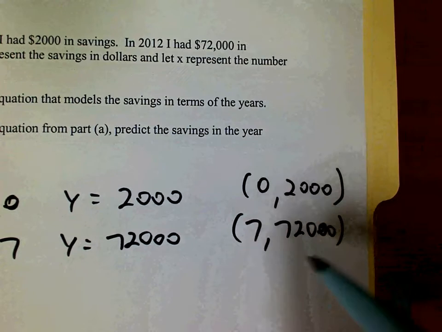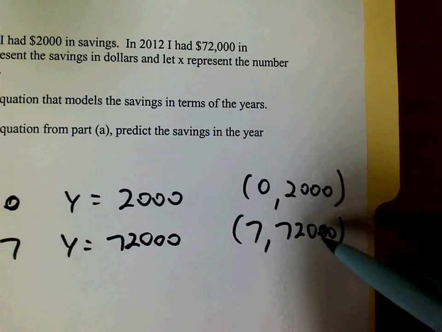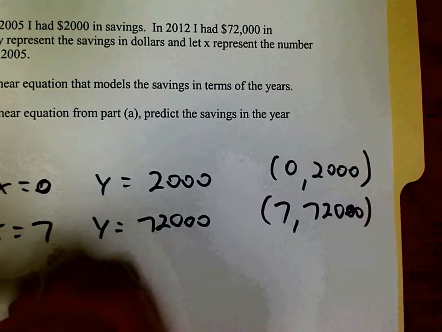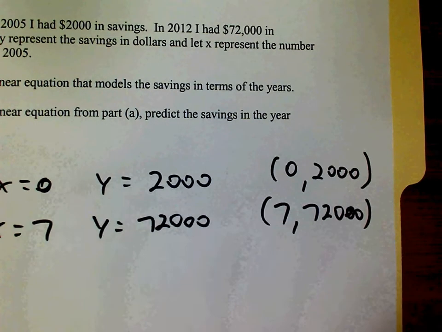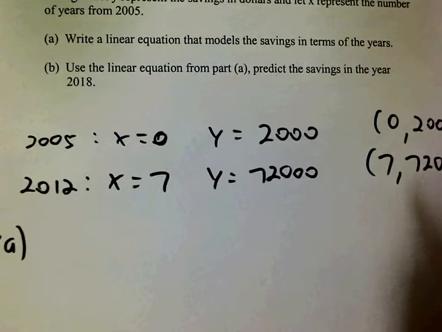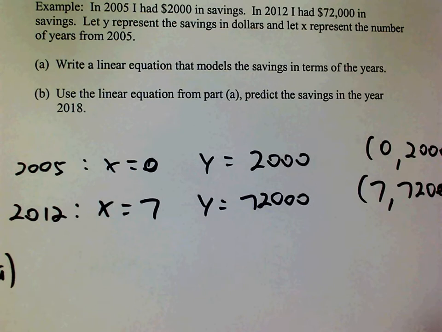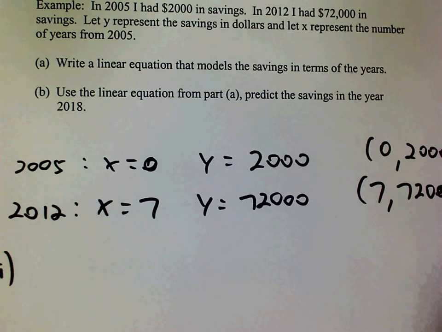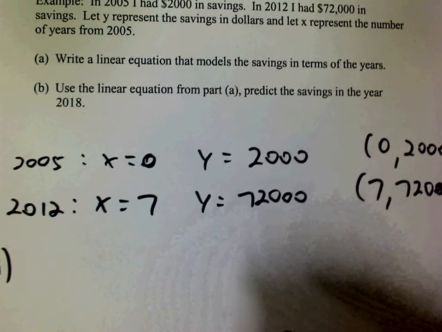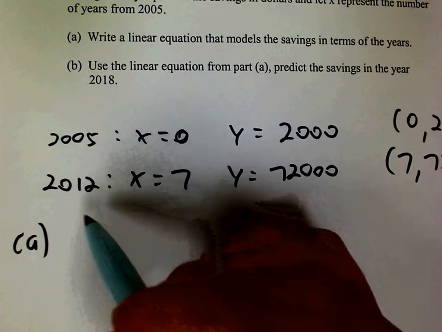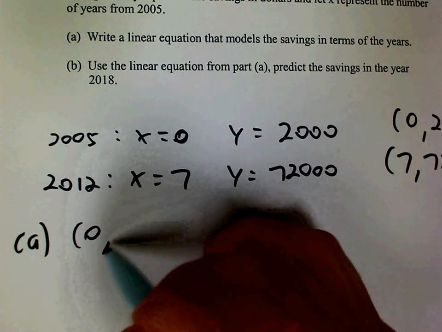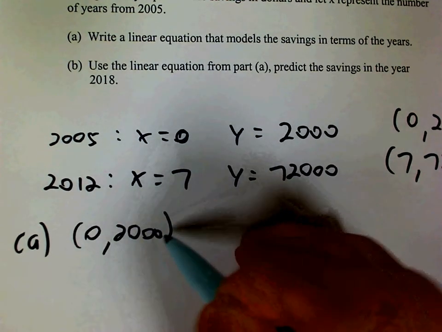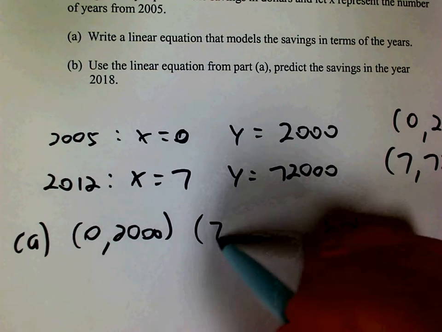So what we're going to do is use these two points over here, and we're going to do a part, which means we're going to find the equation of the line. And to find the equation of the line, we need to find the slope first. So I'm going to write these two points over so we can have them easily available when we need them.